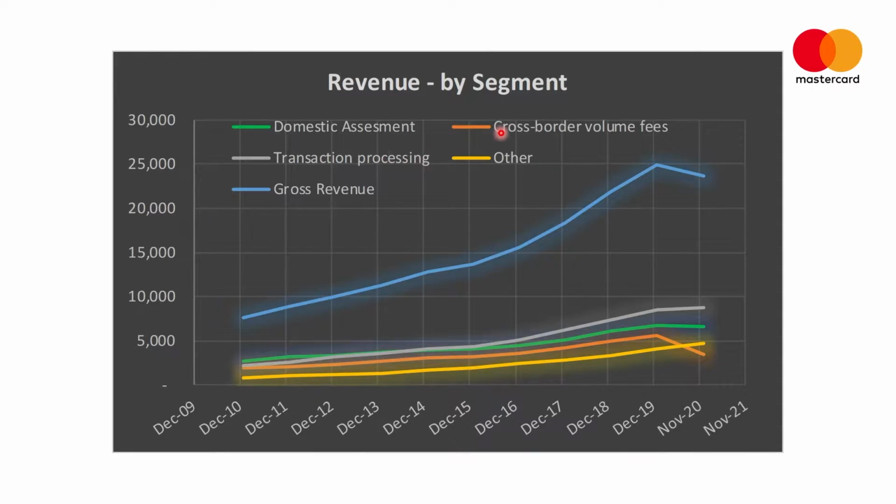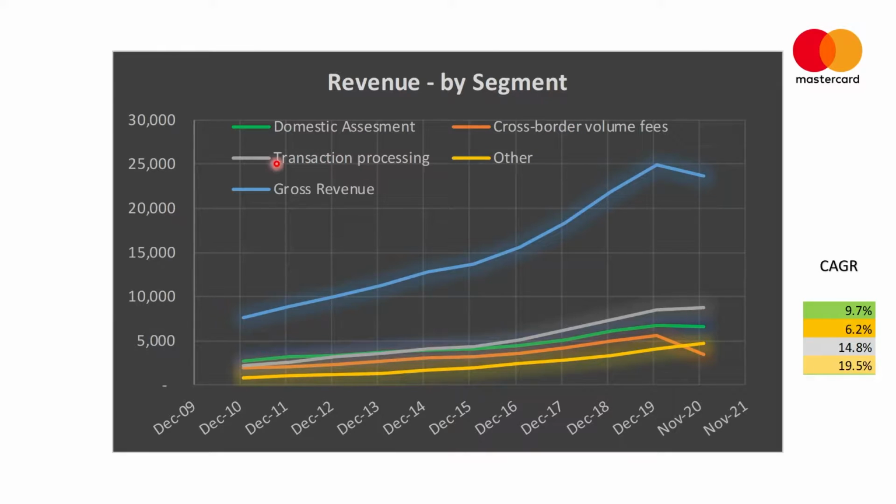And then we have cross-border volume and domestic assessments. These two, the green and the orange, are growing at 9 and 6%, decent levels of growth. The cross-border one was impacted by COVID the most, because this is where mostly the travel business is in cross-border.